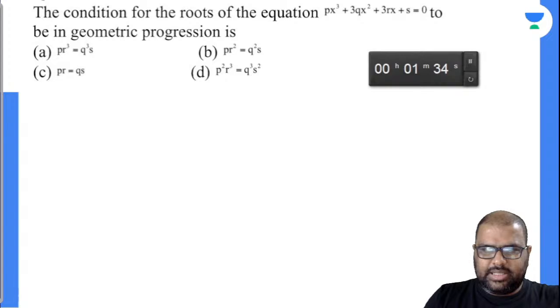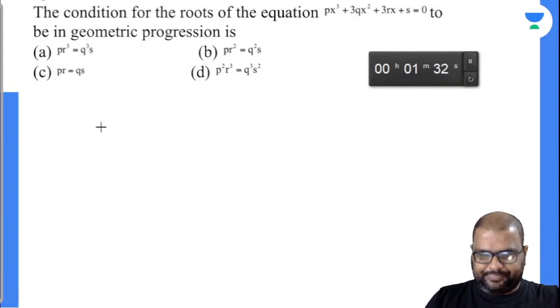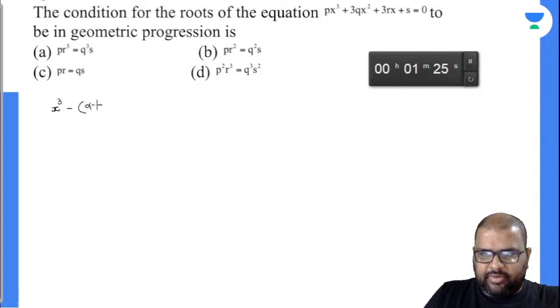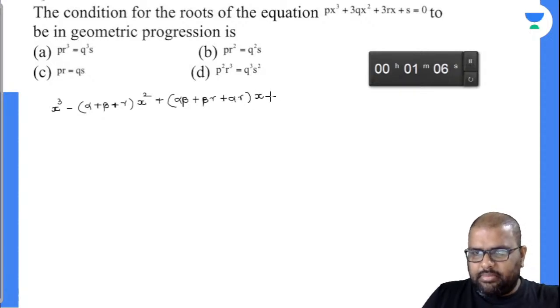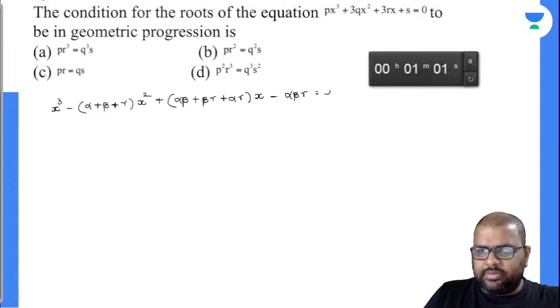So for your convenience, I'll write down the general form, right? Again, x cube minus alpha plus beta plus gamma into x square, for a cubic equation, plus alpha into beta plus beta into gamma plus alpha into gamma into x minus alpha into beta into gamma is equal to 0.